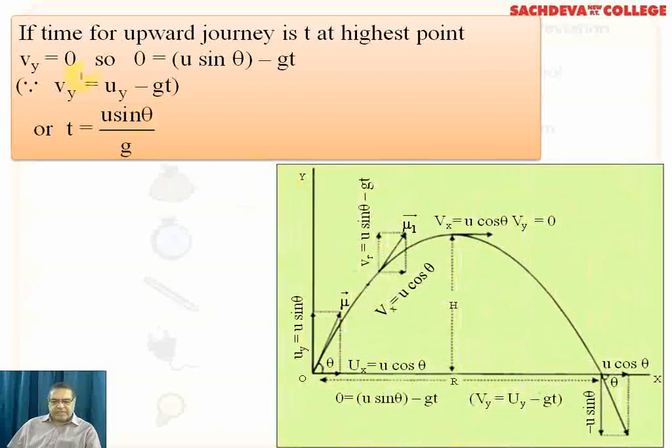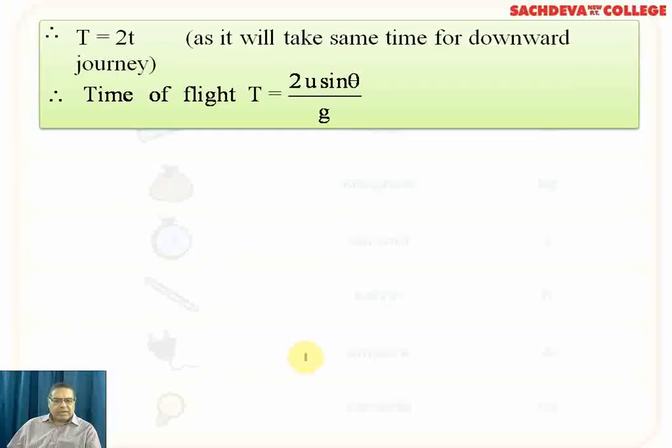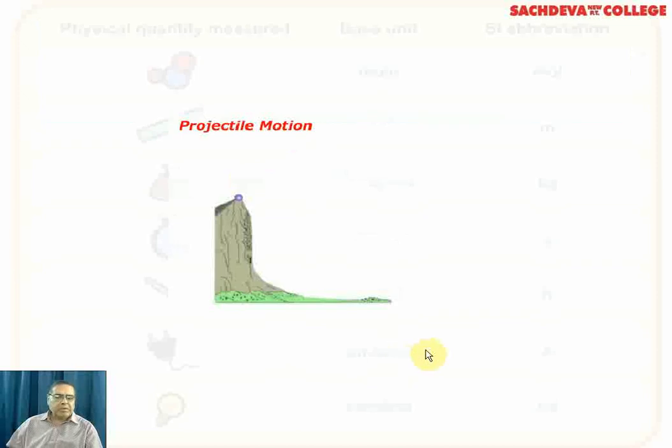Again, the same figure is depicted as I have earlier explained. Now, capital T is the total time of the projectile, that is, the time of ascent and time of descent are equal. So, if the time of ascent is small t, the time of descent is also small t, then the total time is equal to 2t. As it will take some time for the downward journey, the time of flight is given by 2u sin theta over g.